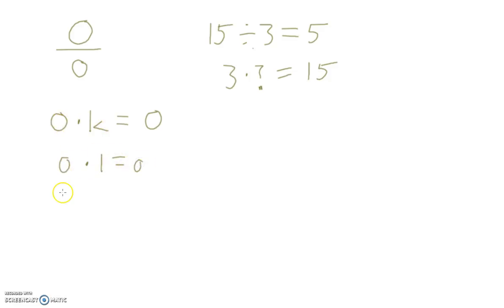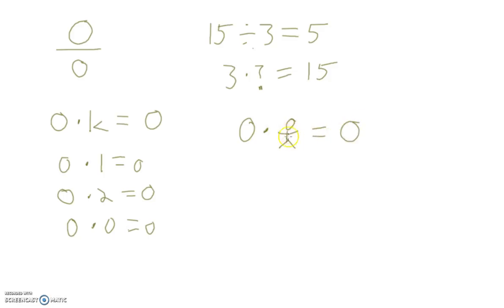I could plug in 2. 0 times 2 would get me 0. What else could k be? Heck, k could be 0. 0 times 0 is 0. k could be, I don't know, some kind of stick figure. As long as the stick figure represents a number, 0 times stick figure equals 0.